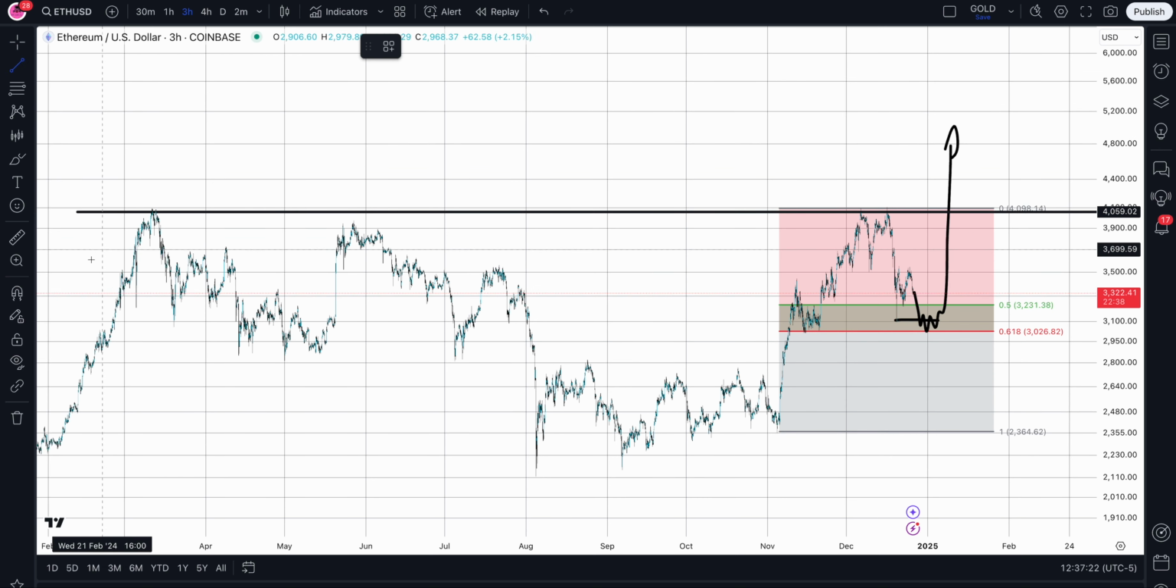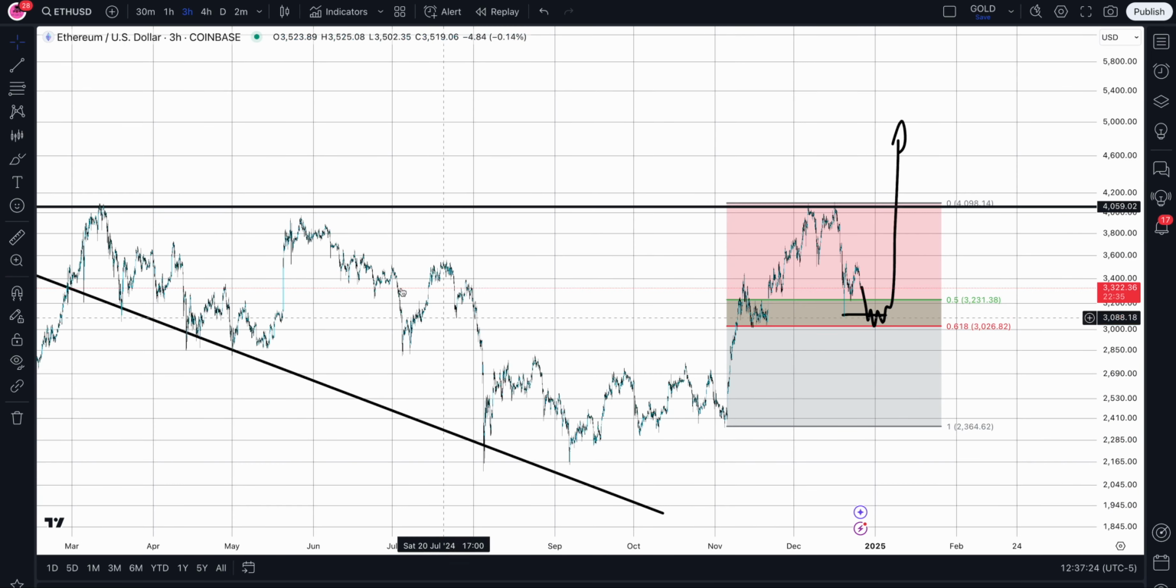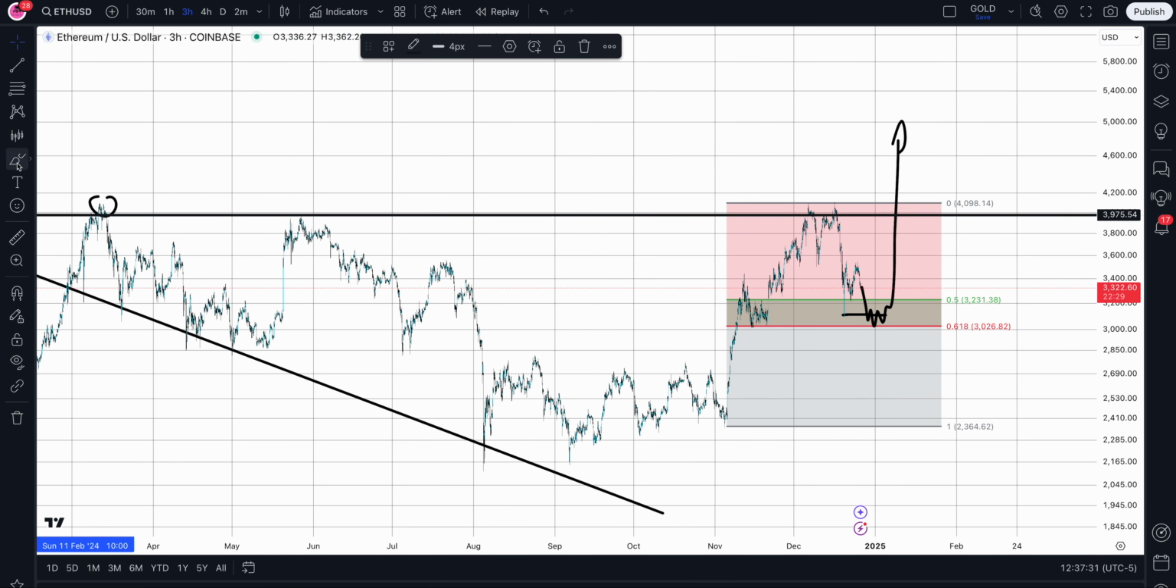Or sorry, your ascending triangle. You see how many times we've come to tap this level? Or at least have come close to it. So right here, twice over here. And this would just be considered what's called a partial decline.